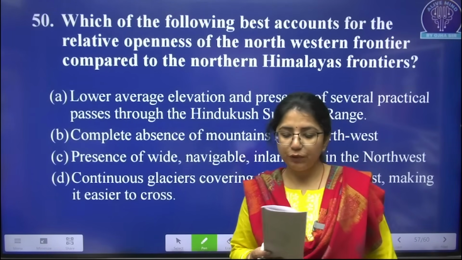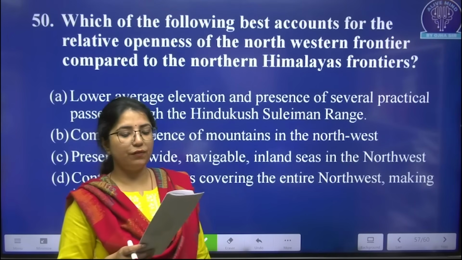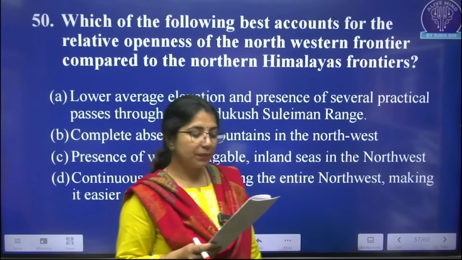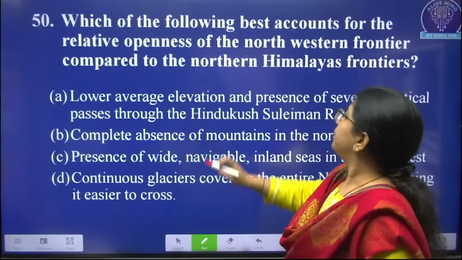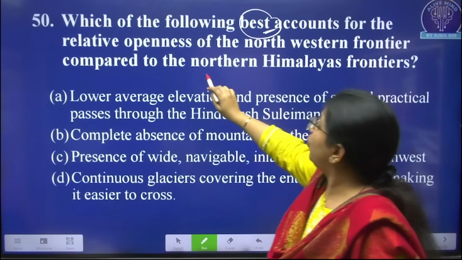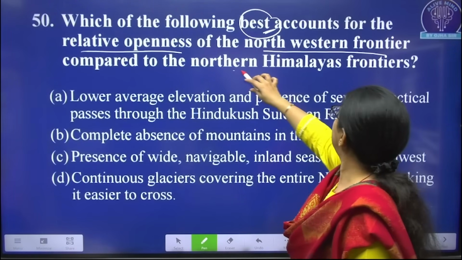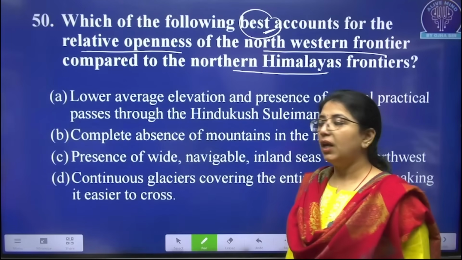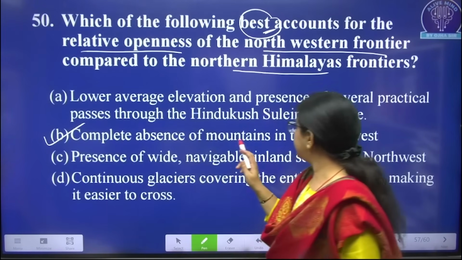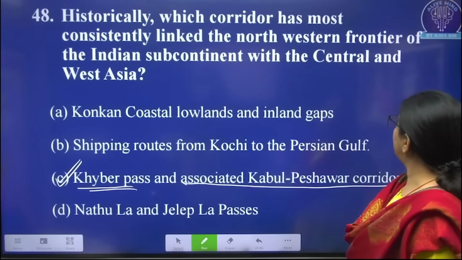Then the last question is, which of the following best accounts for the relative openness of the northwestern frontier compared to northern Himalayas frontiers? Options are, see what they have asked. The answer is B. Complete absence of mountains in the northwestern. This is what I had discussed in this question. Wait, I'll show you.